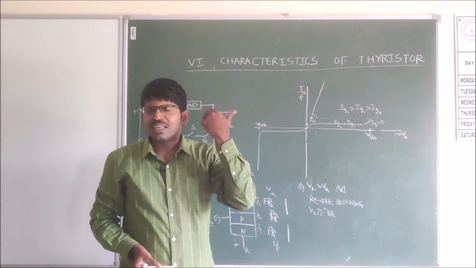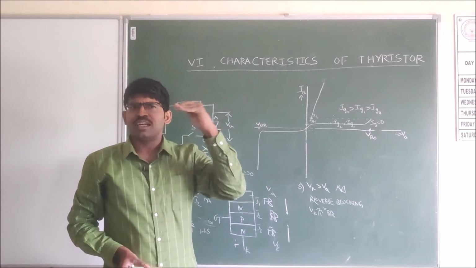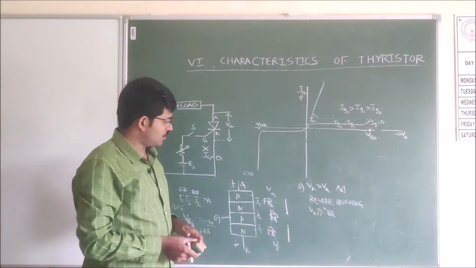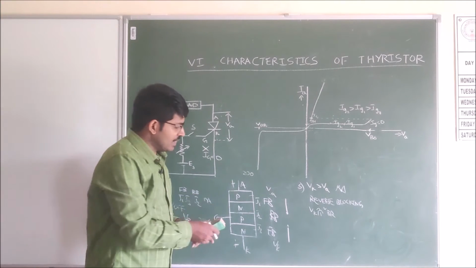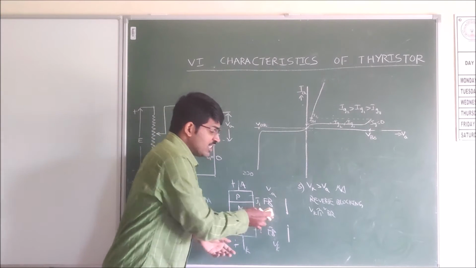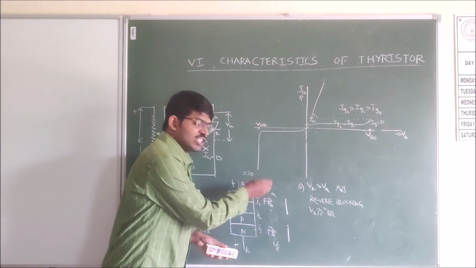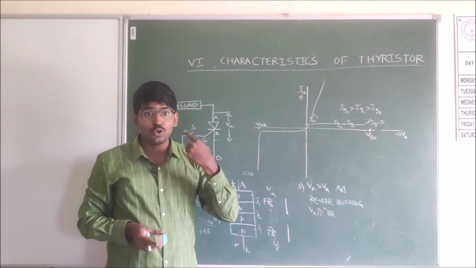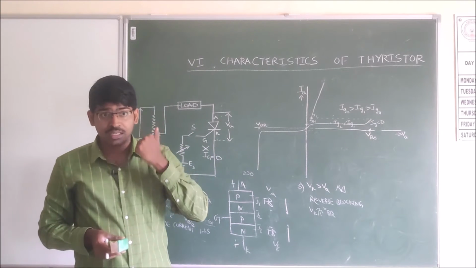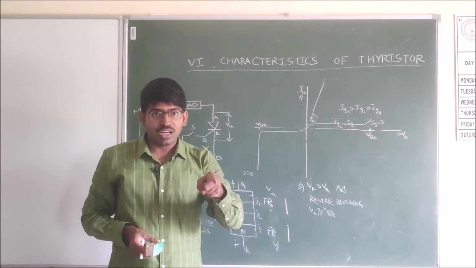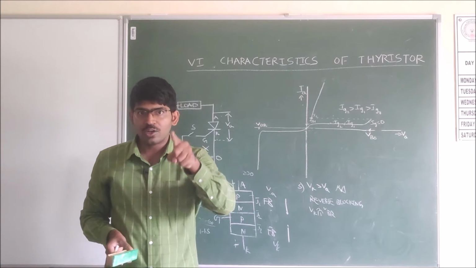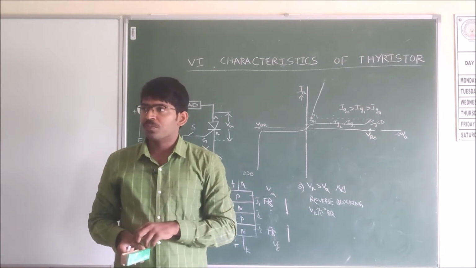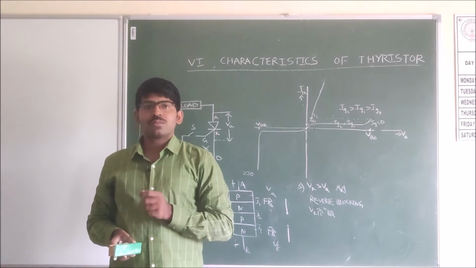We are increasing the voltage. At a certain point, that is called the breakover voltage, suddenly the junction J2, which is in reverse bias, breaks down. The reverse breakdown can occur due to 2 phenomena we have already discussed. One may be Zener breakdown. In order for Zener breakdown to occur, the PN region should be heavily doped. But here they are not heavily doped.